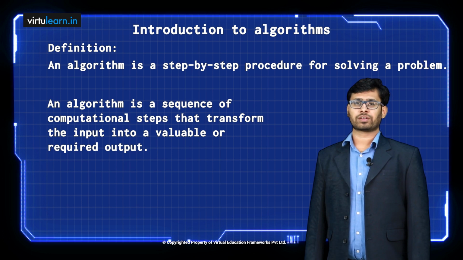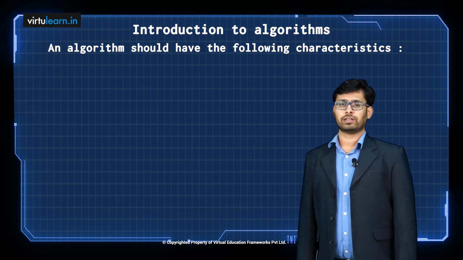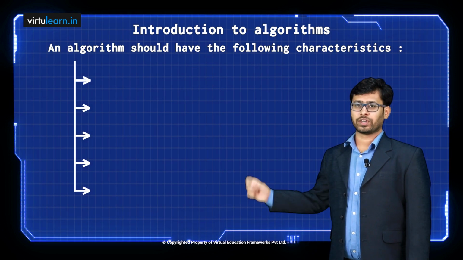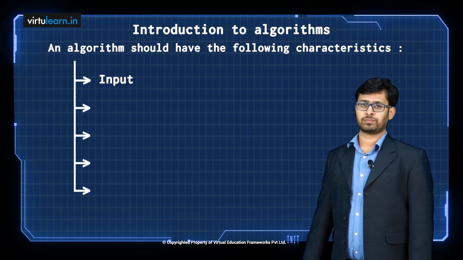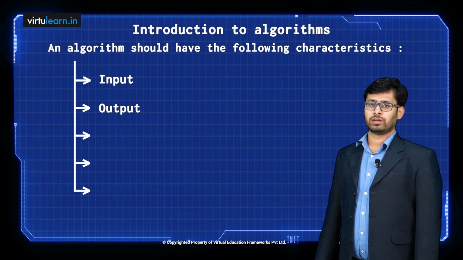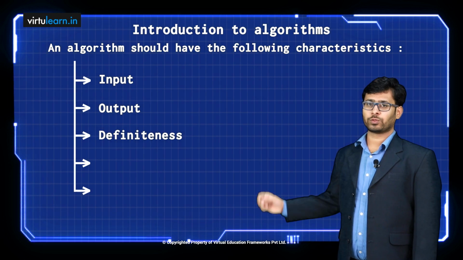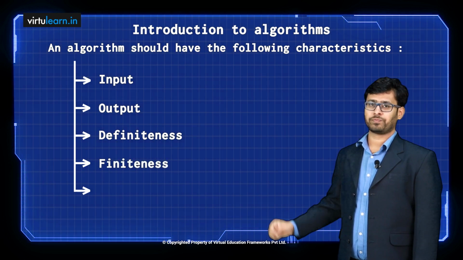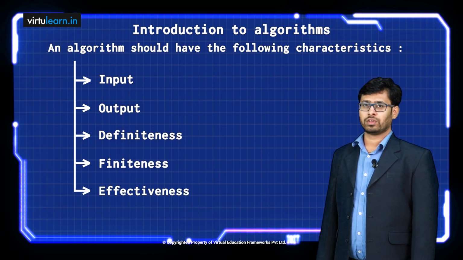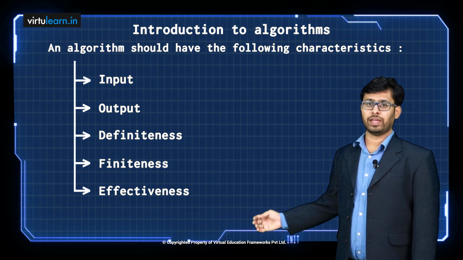There are some characteristics or properties of an algorithm. In total, there are 5 properties of an algorithm. The first one is input. The second one is output. The third one is definiteness. The fourth one is finiteness. Fifth one is effectiveness. So these are the 5 properties or characteristics of any algorithm.